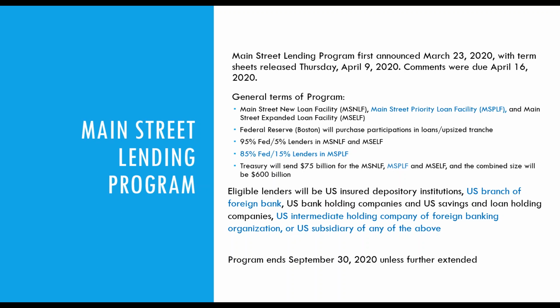$75 billion has been given to the Fed by the Treasury that came from the CARES Act allocation, the $2 trillion, and the Fed is levering that up to $600 billion. So they'll set up these three separate facilities, and each of them will function slightly separately. They're all going to be done through the Federal Reserve Bank of Boston. But basically, they'll take either 95% of a loan if it's one of the MSMLF or MSELF loans, or they'll take 85% of a loan if it's one of the MSPLF loans.